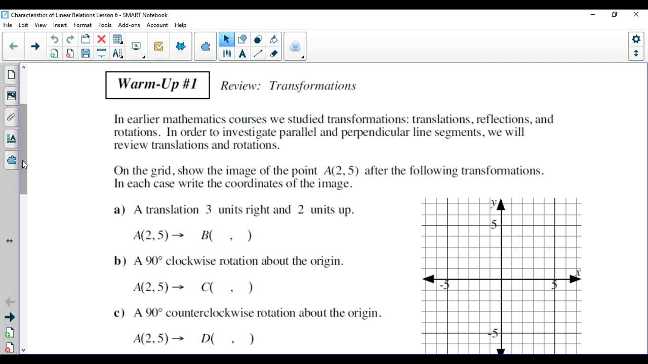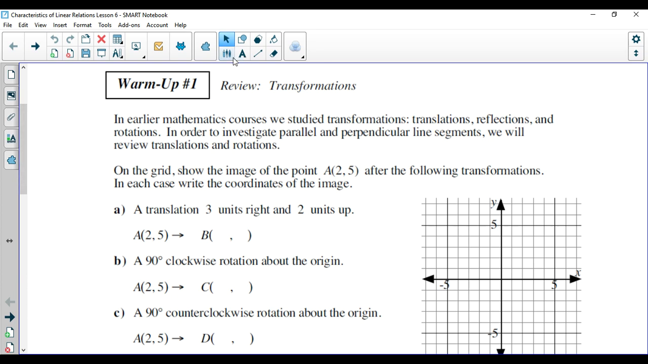One is a translation, which is actually really simple to do. And secondly, a rotation. And rotations are actually quite a bit more complicated to do compared to a translation or even a reflection. Okay, so let's start off with the easy part, which is going to be a translation.